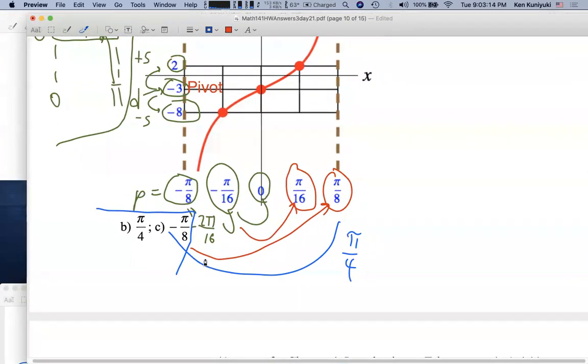Or you would technically get that by taking this value and adding the period. Then you get pi over 8. Like I said, you can add or subtract the period any integer number of times, and you can also get an appropriate phase shift. So basically, any phase shift here that corresponds to a VA works for cotangent. For tangent, the pivot corresponds to the center. And remember that for cosecant and secant, you have VAs in the mix, between the up U's and down U's.